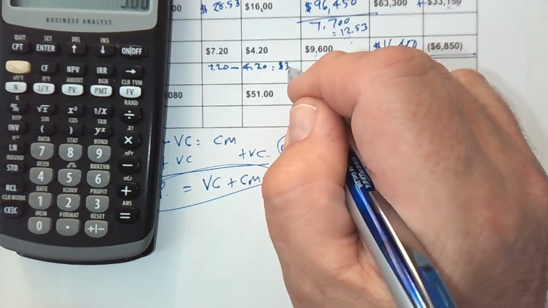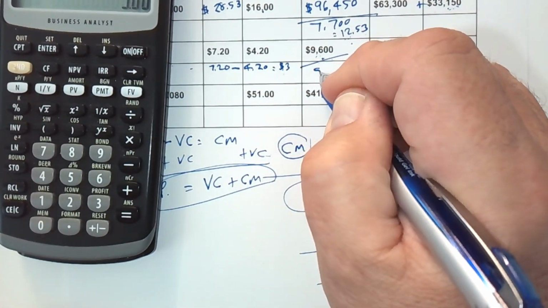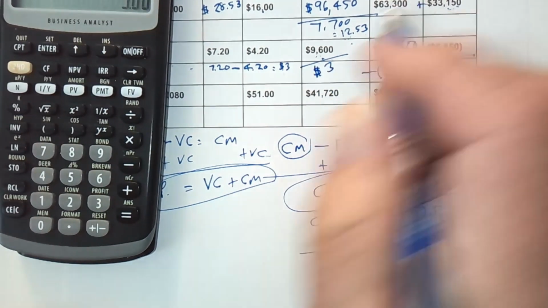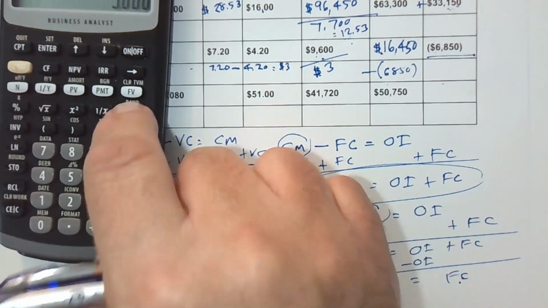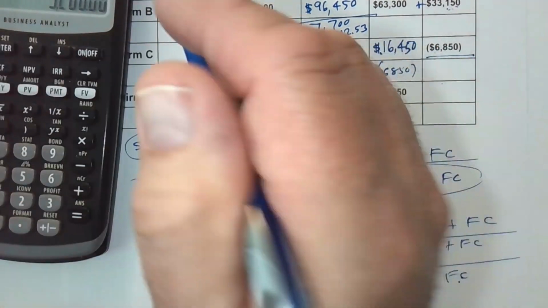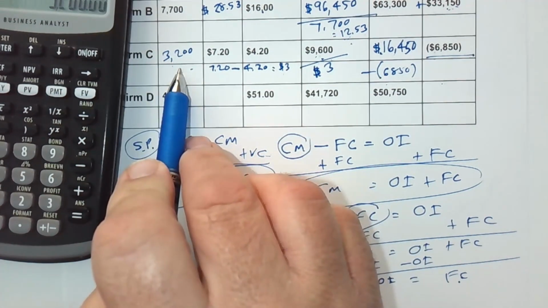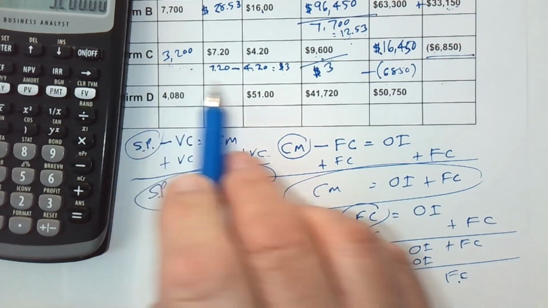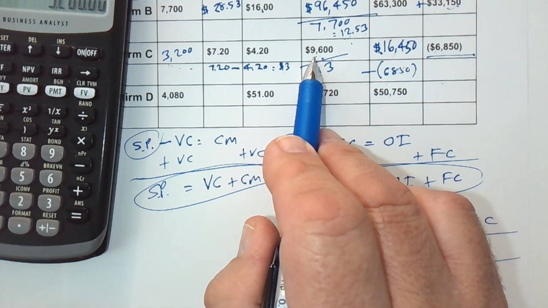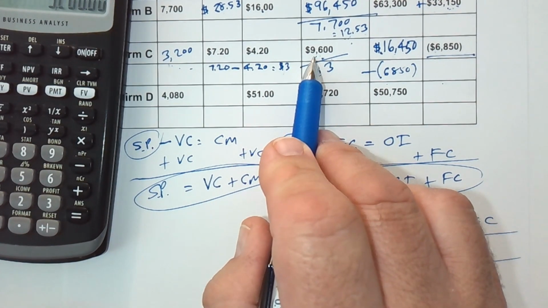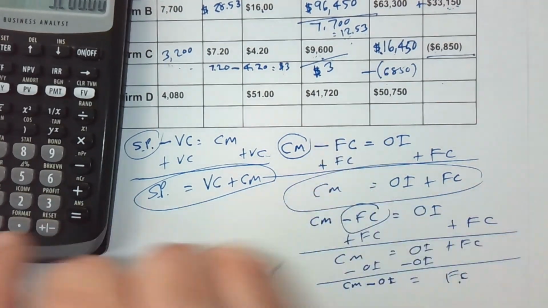And all we need to do then to find the total number is divide the 9,600 by the $3. So I have 9,600 divided by $3 is 3,200. So we have 3,200 units sold. 3,200 units sold times $3 gives us a contribution margin of 9,600. I just worked in reverse. Hopefully that made sense. And for the last one, let's do the same thing.